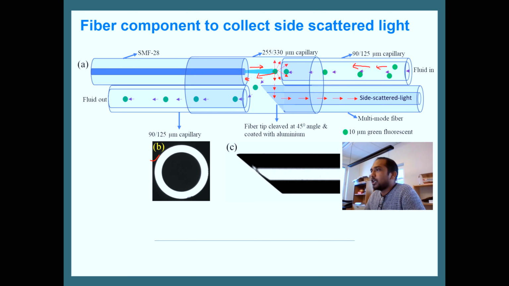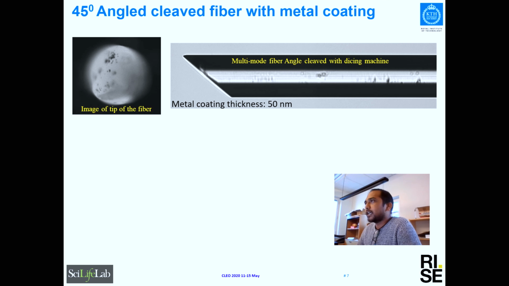Now we are going to see how to prepare this angle cleave fiber. In order to collect side scattered light, we cleave a multimode fiber at an angle of 45 degrees using a dicing machine, and then we coat the tip of this multimode fiber with aluminum. The thickness of the aluminum coating is 50 microns. This angle reflects light coming from the side scattered light, and then it is coupled into the core of the multimode fiber. This picture shows the end face of this metal coated fiber.